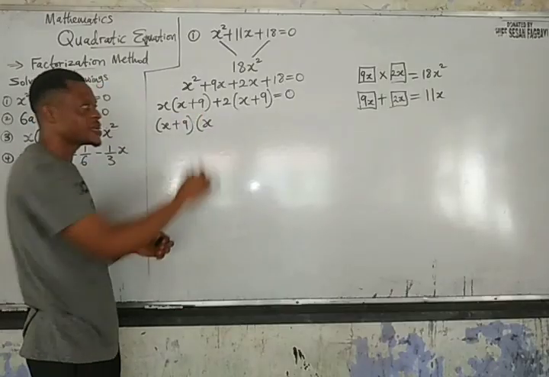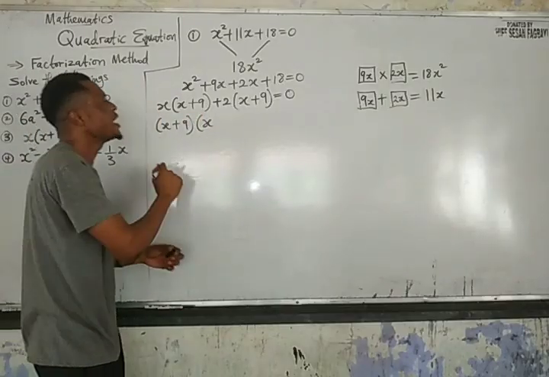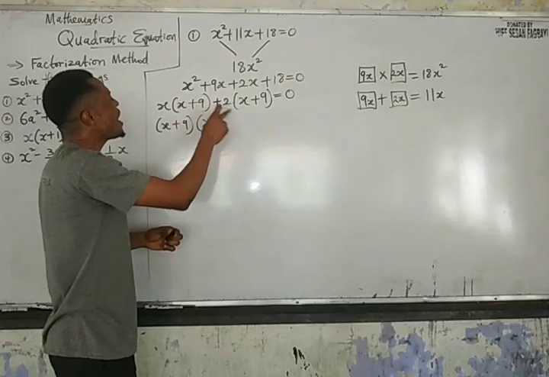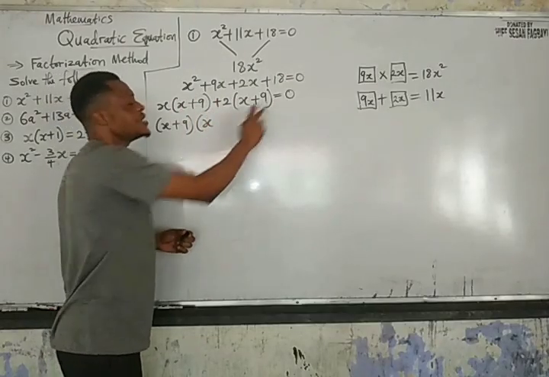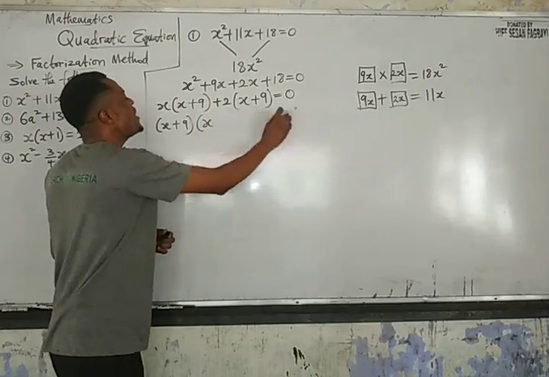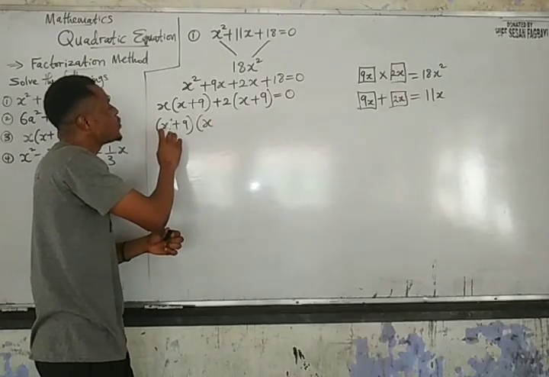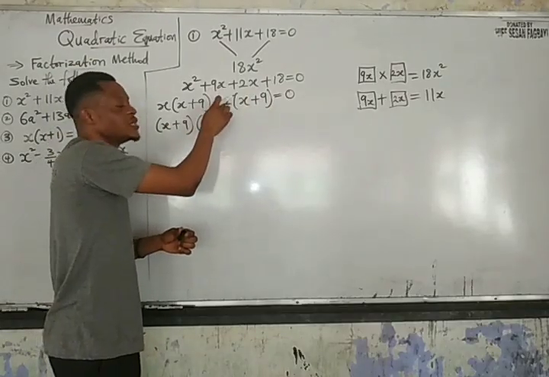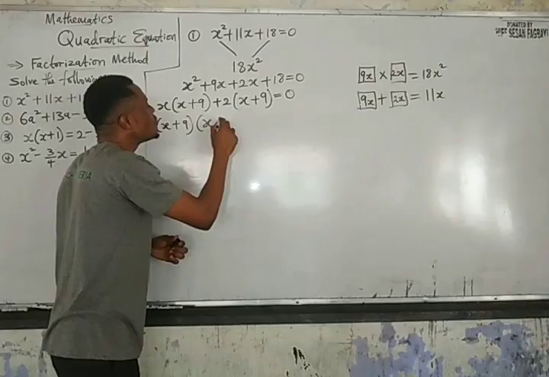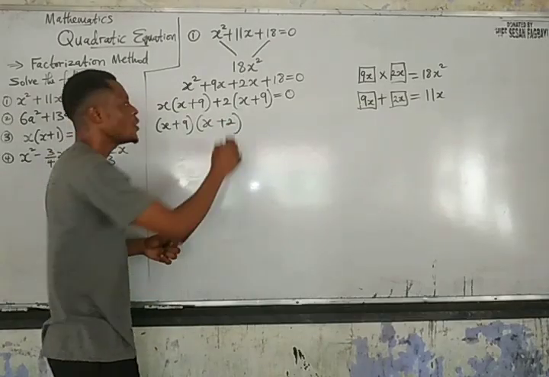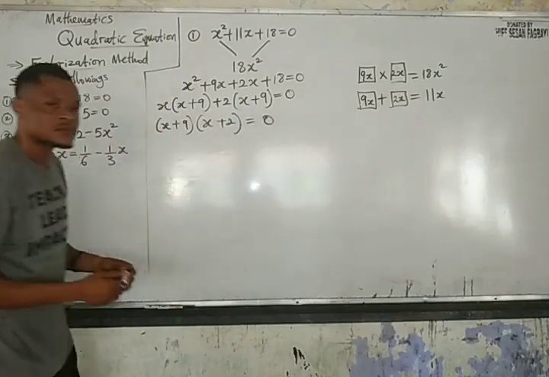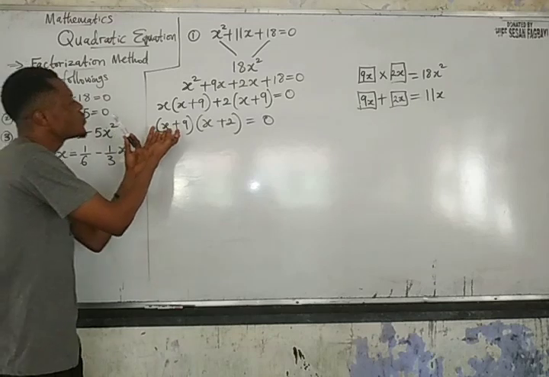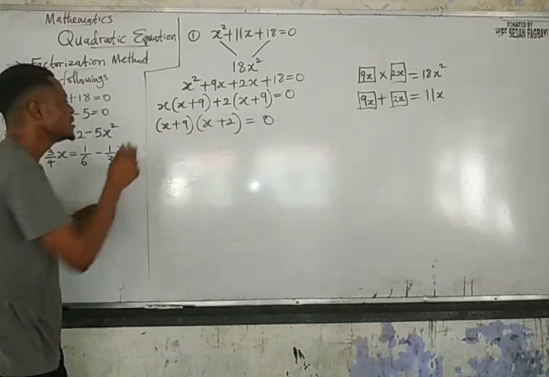So we have an x here. Once again, when you have everything here, by the time you divide everything here by x plus 9, you are going to be left with 2. Then we have plus 2 here, all to give us 0. Our intention is to get what x is.